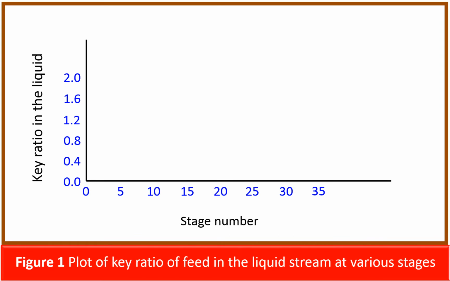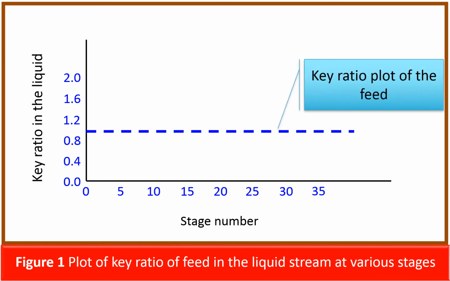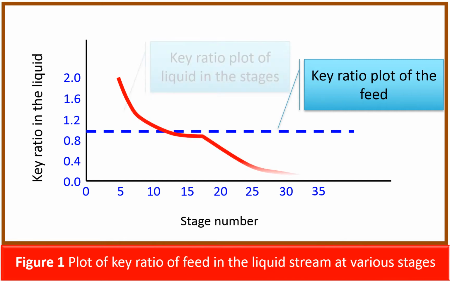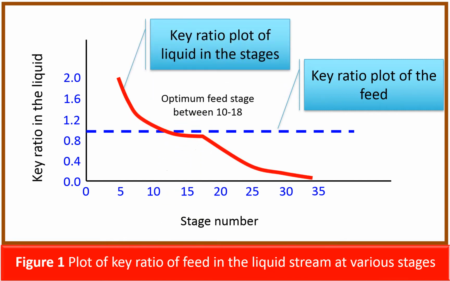This figure is an illustration of how we can use a key ratio plot to determine the optimum feed location. Referring to the figure, the key ratio of the feed is approximately 1, as indicated by the blue color. The key ratio plot of the liquid on the stages is indicated in the red color. The optimum feed stage lies between 10 and 18.